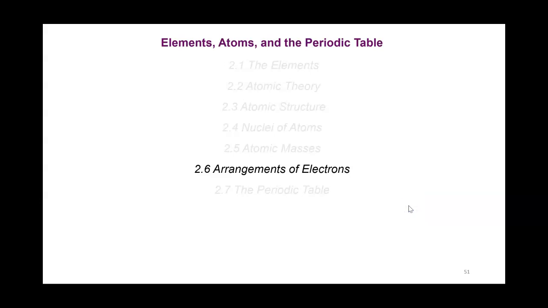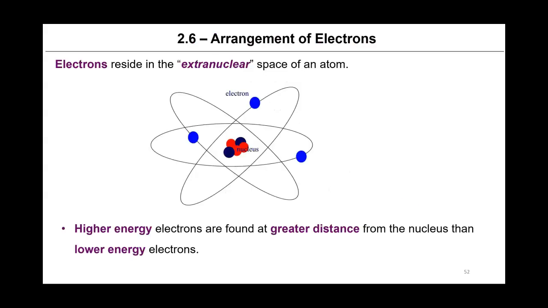In section 2.6, we take a deeper look at how electrons are organized in atoms. Just recalling that electrons reside outside of the nucleus. They're at a great distance from the nucleus, orbiting around the nucleus like planets around the sun. It's important to recognize that higher energy electrons are found at greater distance from the nucleus than lower energy electrons. That is, the further away from the nucleus the electron is, the more energy it has.